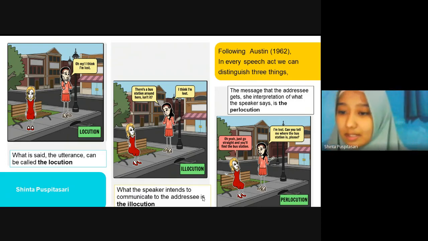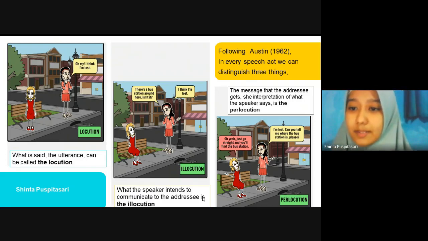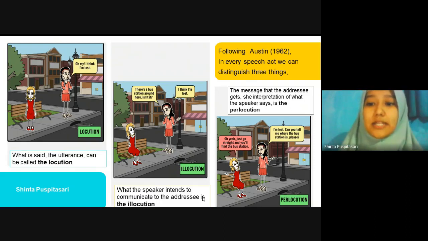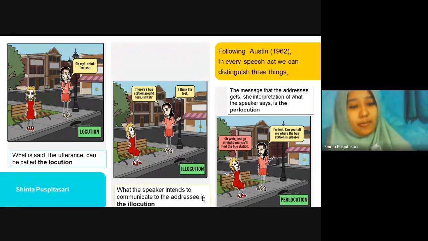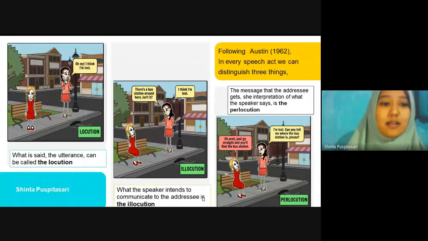"I'm lost. Can you tell me where the bus station is, please?" "Oh yeah, just go straight and you will find the bus station." This is the perlocution, the message that the addressee gets, her interpretation of what the speaker says. It's named the perlocution. So perlocution is an action or state of mind brought about as a consequence of saying something; the speaker needs feedback from the hearer. So the conclusion of this illustration: locution is a code, illocution is to convey the intention to the hearer, and the perlocution is feedback.